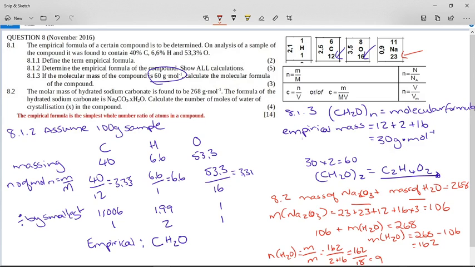So you should write that down. I've run out of space here. But if you check, 106 plus 9 times 18 is going to give you 268. So that's how you could go back and check if you're correct. Okay, and that is the end of the question.